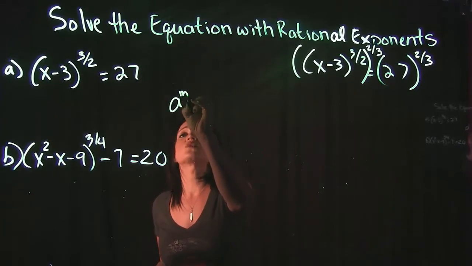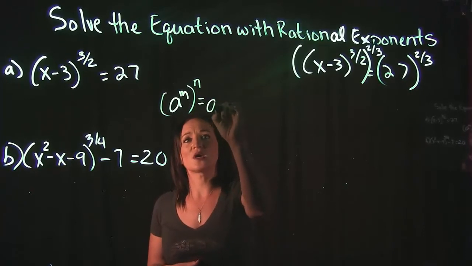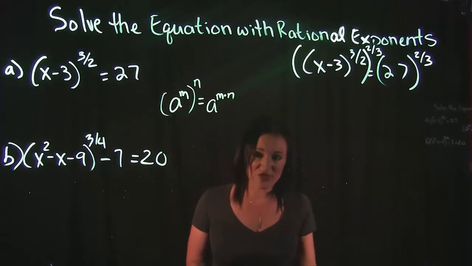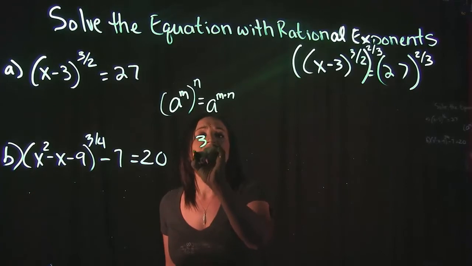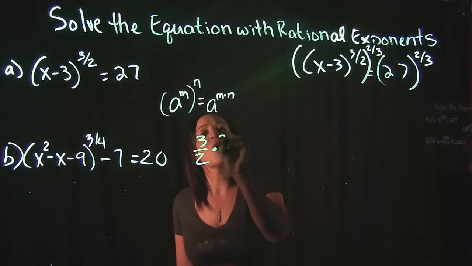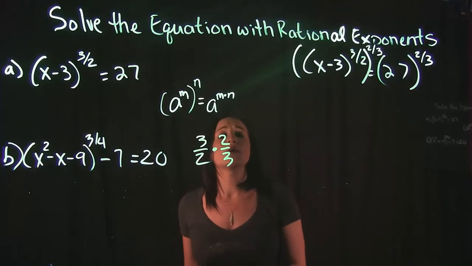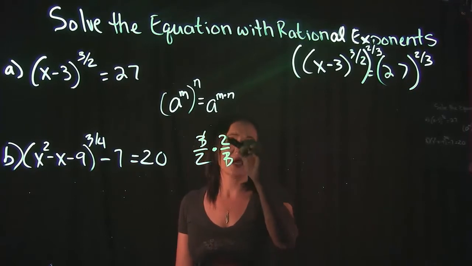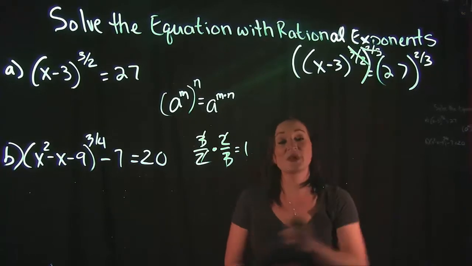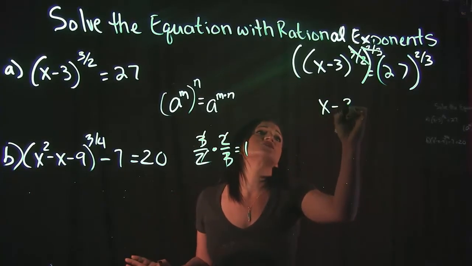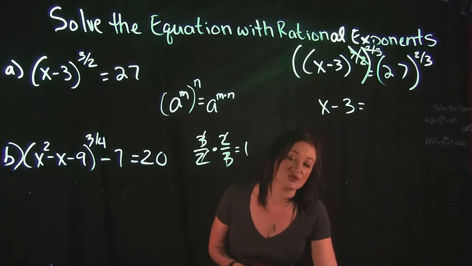This is called power rule 2. Power rule 2 comes when you have a power raised to a power, and that rule tells you to multiply the exponents together. So in order to simplify the left-hand side here, we need to take that 3 halves and multiply it by the 2/3. That's how that simplification works. When we multiply this, 3 cancels with 3, 2 cancels with 2, leaving us with a 1. So this completely cancels out, leaving us with x minus 3 on the left-hand side.